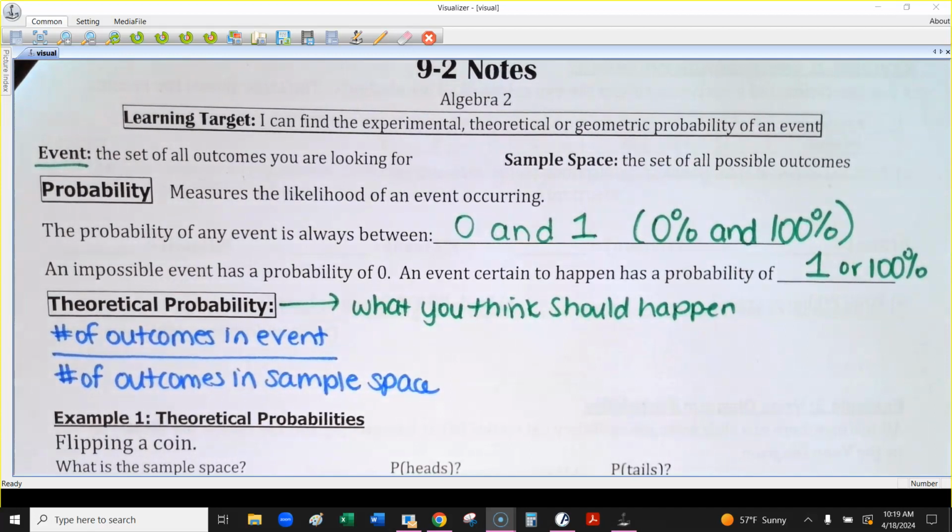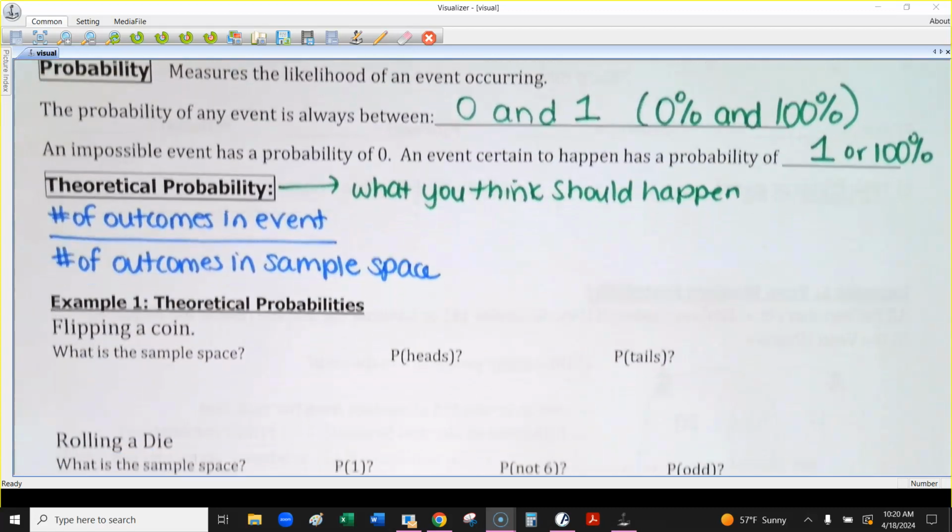Like if I flip a coin, theoretical probability I get heads would be like 50%, right? It should be that. That's what we should think that it would be. So that's your theoretical probability. So in terms of how we calculate that, number of outcomes in the event that you want to happen, divided by the number of outcomes in the sample space. And then we're just going to go through a couple of these different formats for this question right here with the theoretical probability. So I'm just going to scooch this up just a tiny bit.